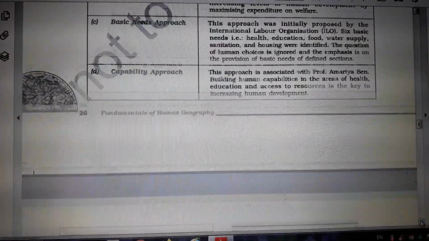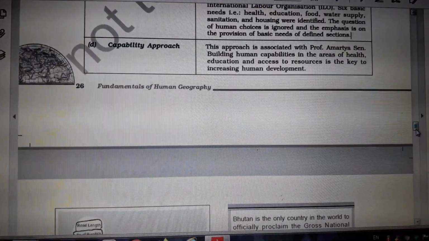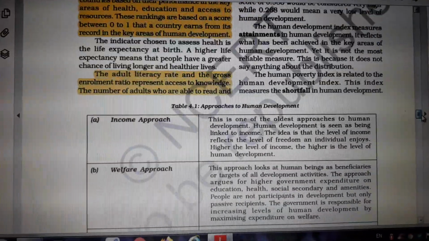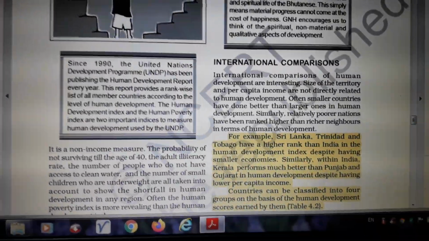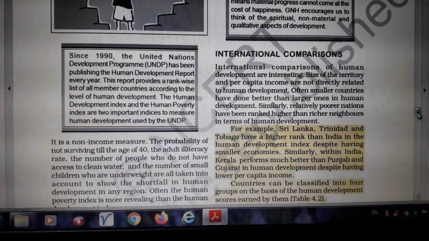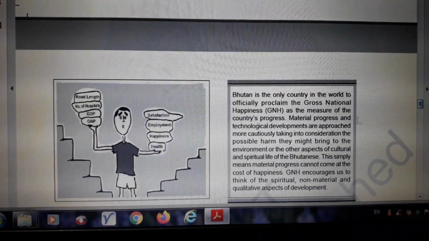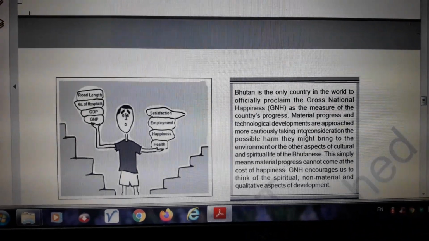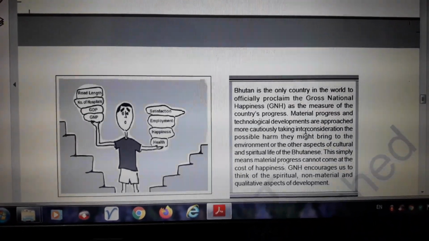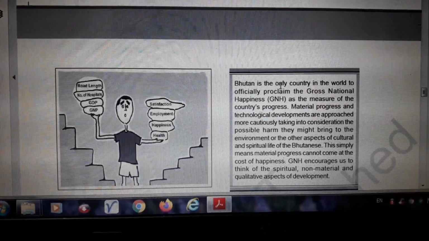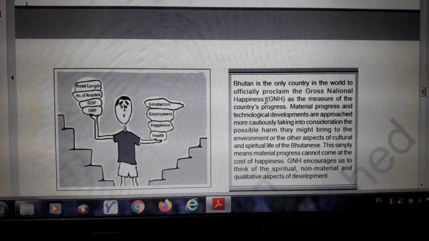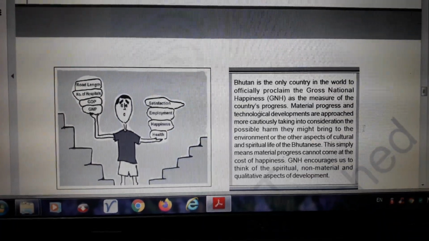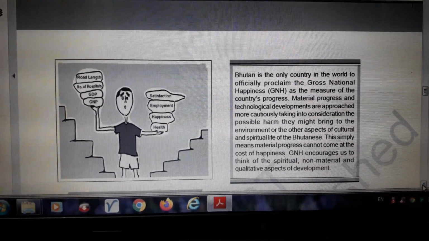So this question may be asked in the board exam. You can expect 5 more questions. Now we can see international comparison. Before that, which country is called the Gross National Happiness country? Bhutan. Bhutan is the only country in the world to officially proclaim Gross National Happiness. You can expect one more question in your board exam.